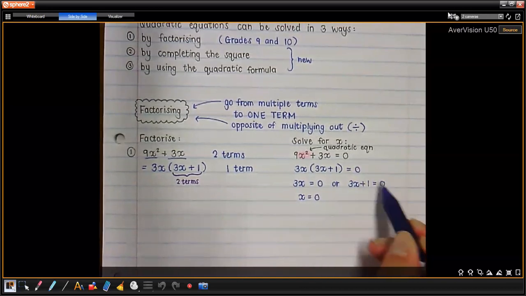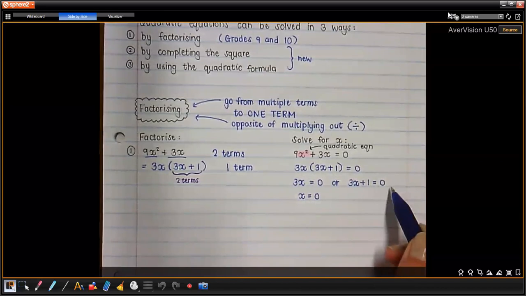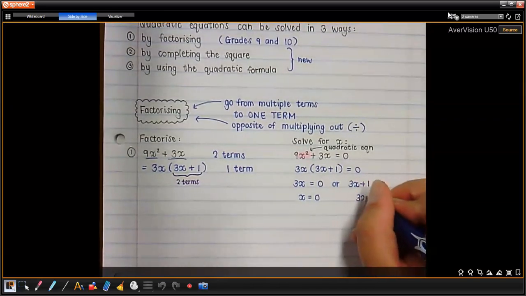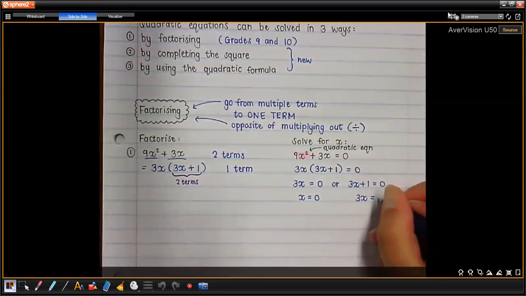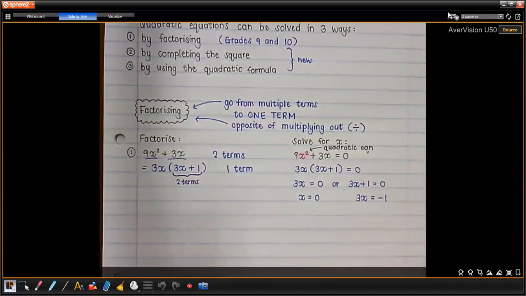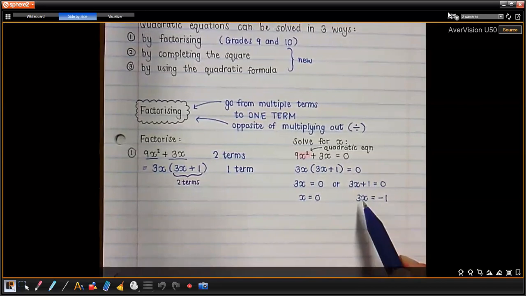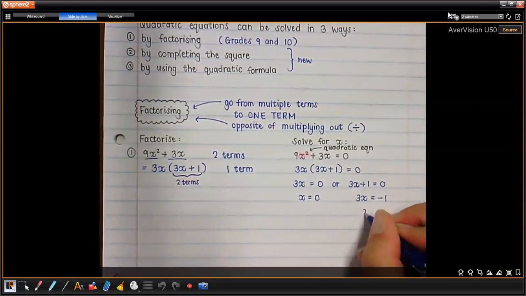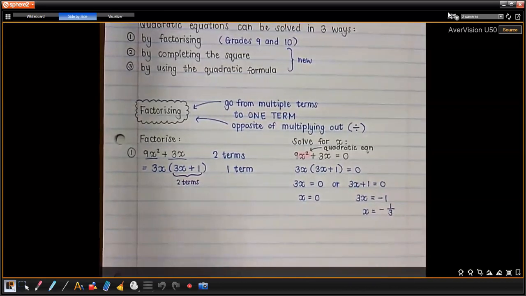On this side, what am I going to do first? Am I going to get rid of the 3 or the plus 1 first? The plus 1. Hey, what's the opposite of adding 1? Minusing 1. So I'm going to have my 3x here equals, and what is 0 minus 1? Negative 1, hey? And now I'm going to divide by 3 to get rid of that 3 in the front. Okay, remember, what am I saying here? 3 times x. To get rid of the 3, I have to do the opposite operation. So I must divide by 3. Okay, so x is going to be negative 1 over 3.